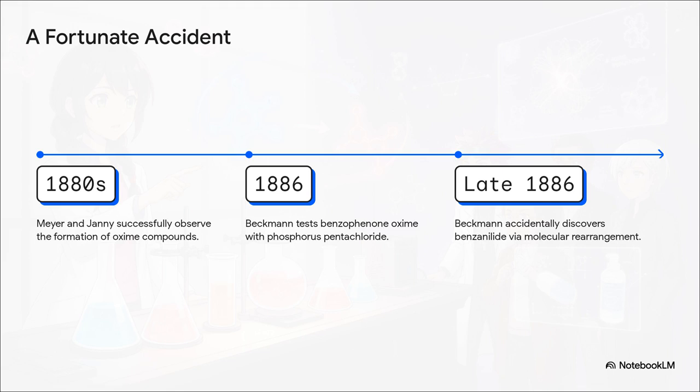He's expecting a standard, predictable result, right? Instead, boom, total molecular reshuffling. He accidentally created a rearranged N-substituted amide, specifically benzanilide. An absolute accident that permanently changed organic chemistry.